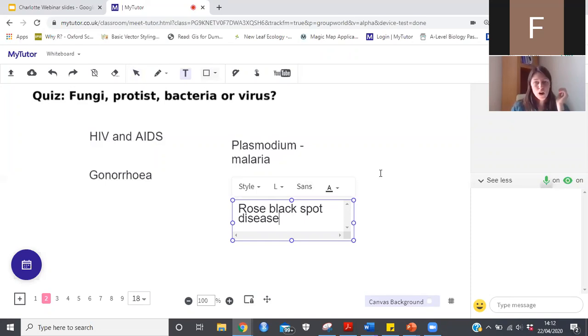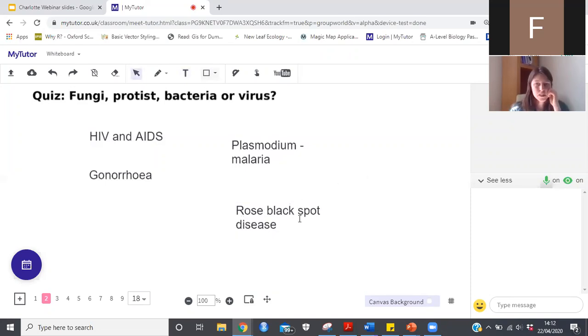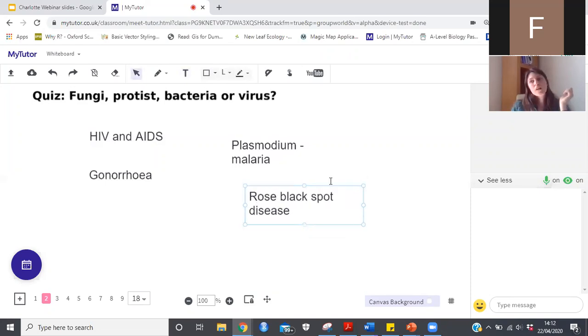There's another one, rose black spot disease. That's a disease that we get in plants, causes black spots all over the leaves, stops the chlorophyll from working properly and stops the plant from growing properly because it can't absorb that energy from the sun. Good, yes, that is a fungal disease. Well done everyone that's written fungi, fantastic.